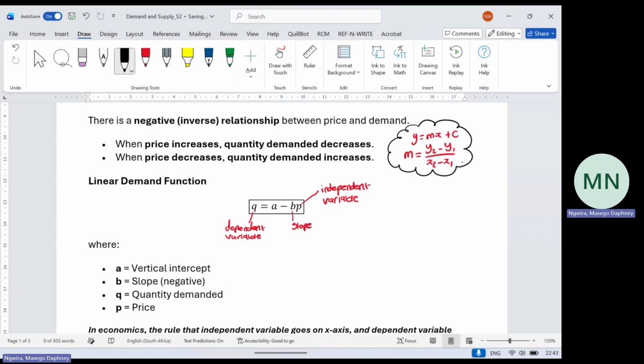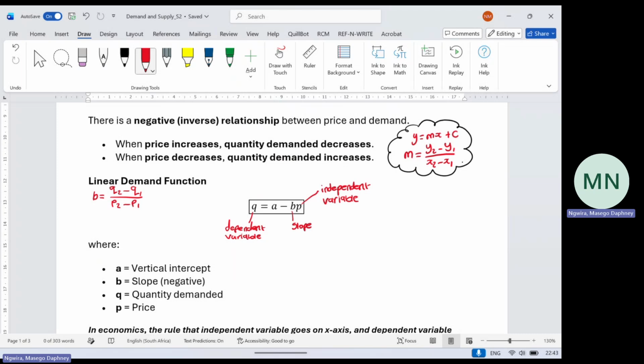Now if our function is given as Q equals A minus BP, it means that our B is going to be the slope. So when we have to calculate the slope under the demand function, the formula is going to be B equals the change in Q over the change in P. So it's going to be Q2 minus Q1 over P2 minus P1. So this is how we solve for the slope, or we say the gradient.